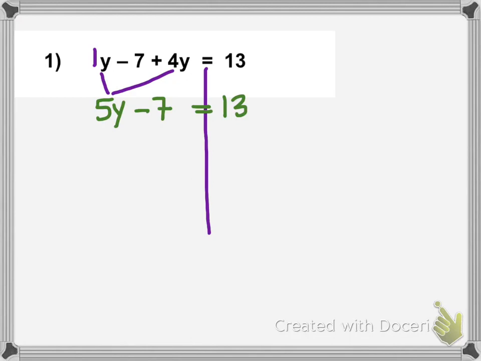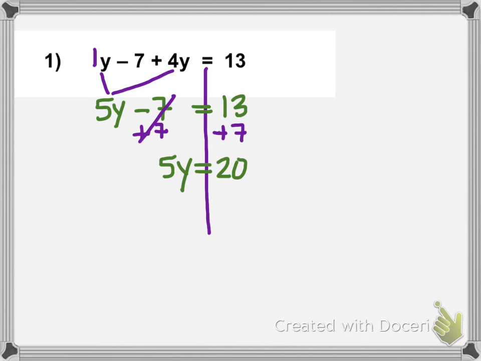We've got our variable on the left, that 5y. We're going to move our constants to the right. The constant we need to move over is that minus 7. So we're going to add 7, which is the opposite of minus, to both sides. If we add 7 to a minus 7, that makes 0. So we're going to bring down what we've got. We've got 5y on the left. On the right, 13 plus 7 is 20.